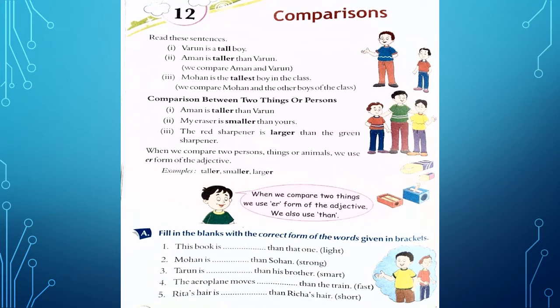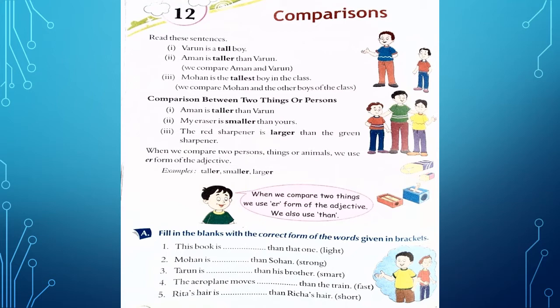Children, in exercise A, you have to fill in the blanks with the correct form of the words given in brackets. This book is dash than that one. Now here than is coming. So we will fill in the er form of the word light. So the sentence will be, this book is lighter than that one. The second is, Mohan is dash than Sohan. And the word is strong. So the word will be stronger.